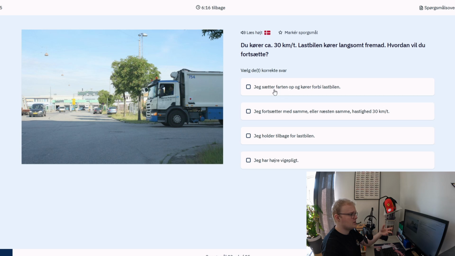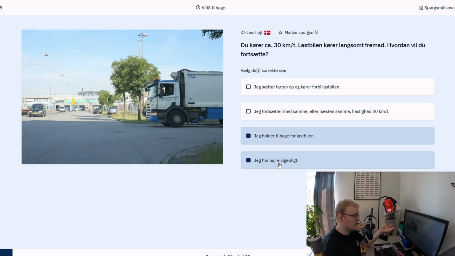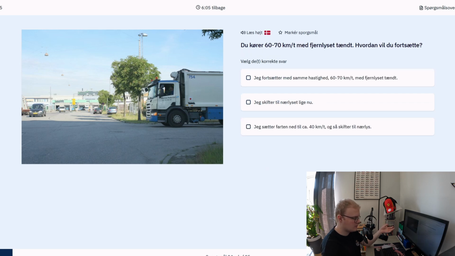So the first question is, I speed up past the lorry. I don't. I continue with almost the same speed. I don't. I stop for the lorry. Yes, because the people on the right have the right of way.